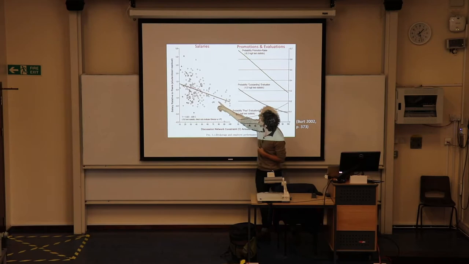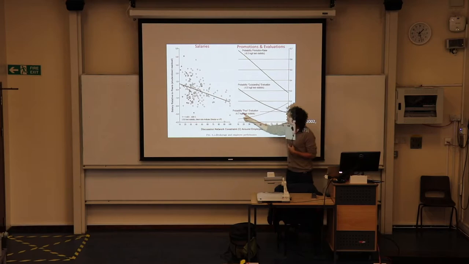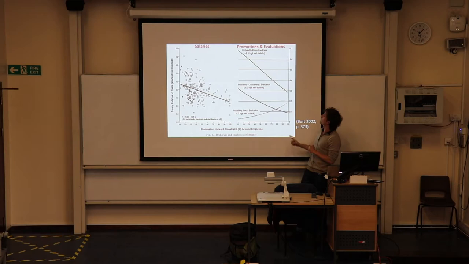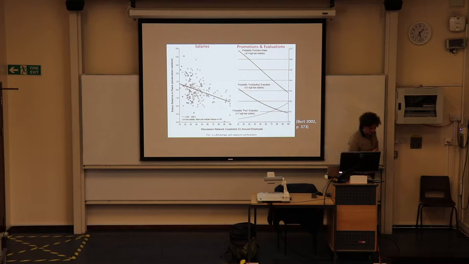So here you see salaries go down the more constrained you are. The probability of receiving a poor evaluation from your superiors goes up the more constrained you are, while the probability of getting an outstanding evaluation goes down quite sharply, the less of a bridge you are and the more you're stuck inside this dense cluster of relationships. And the probability of promotion or getting a raise is even more sharply inversely related to one's bridging position.